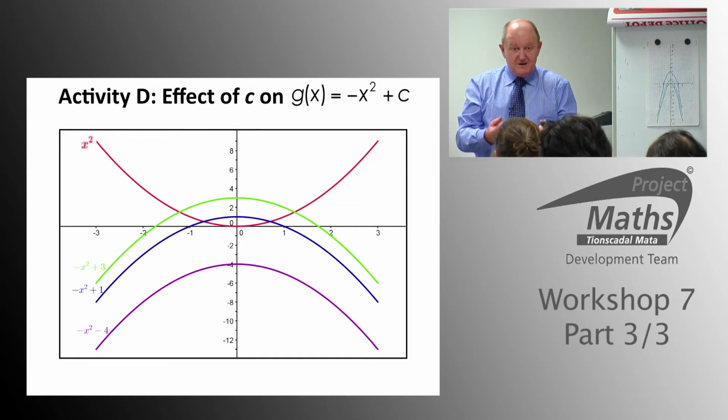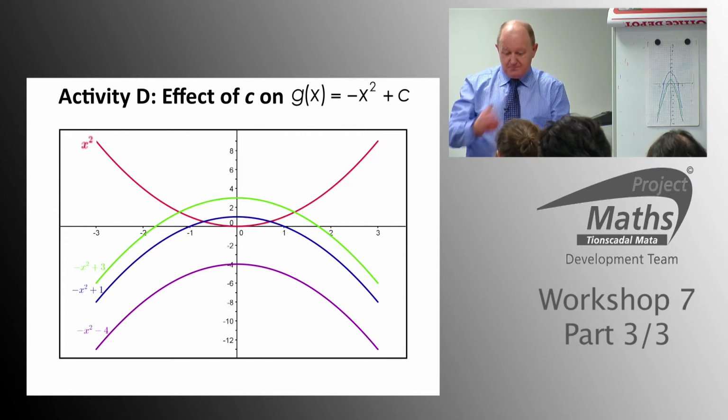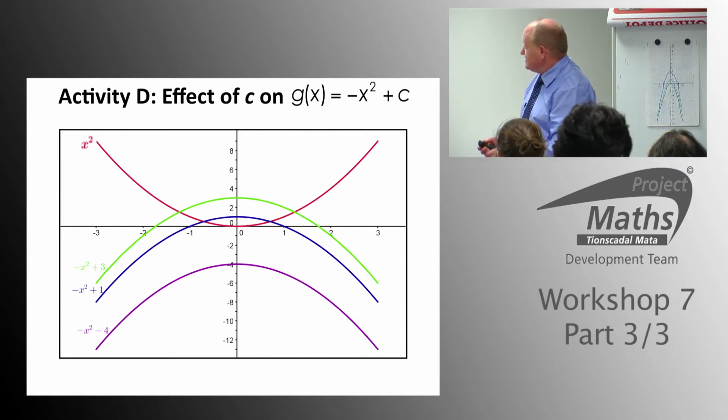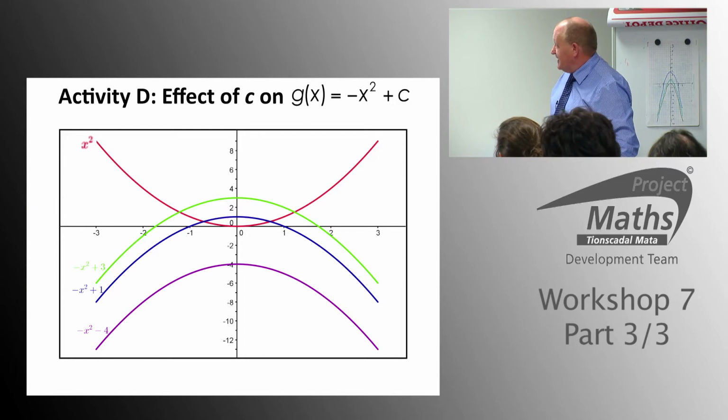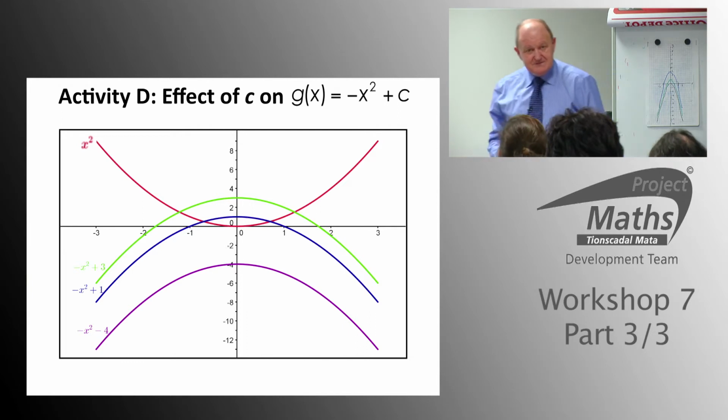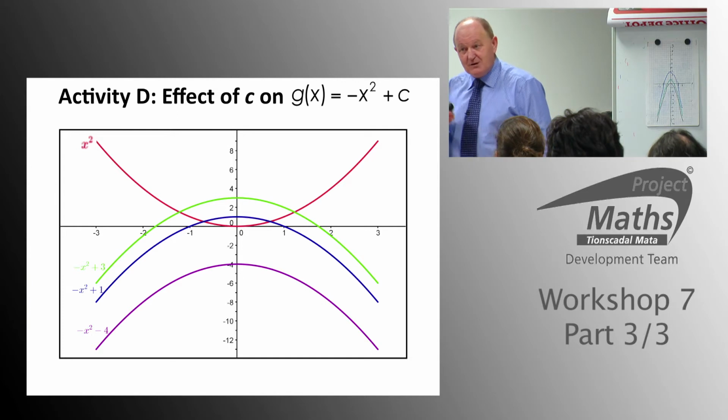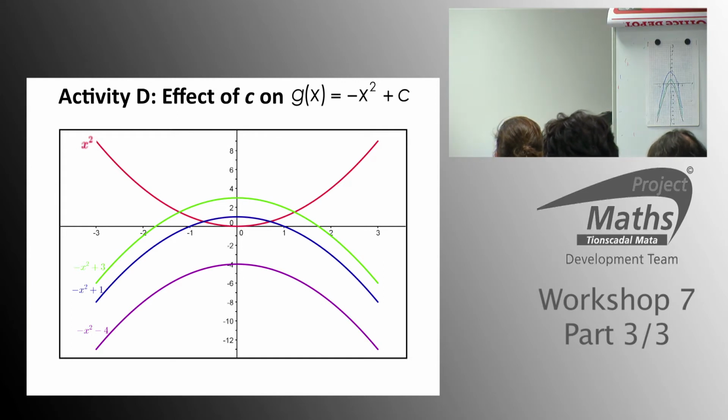When we add a constant number, it shifts up and down along the y-axis. Look at it here. There's the standard x squared. Here's the minus x squared we know is that one, but this is minus x squared minus 4, it goes down. Minus x squared plus 1 shifts up 1. Minus x squared plus 3 goes up that way. We're beginning to get to the stage now where we're beginning to recognize where the graphs are going to be. And so that was D.